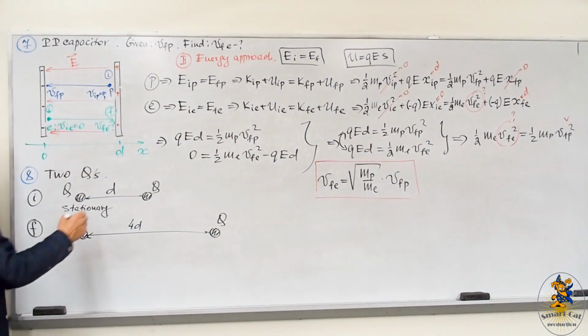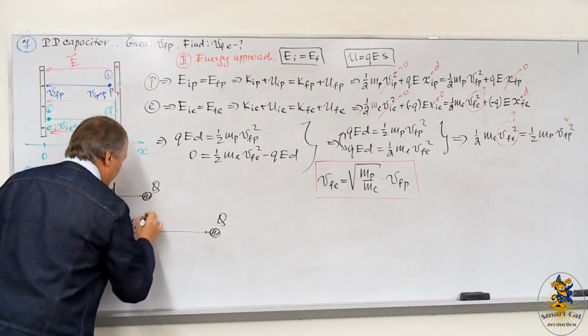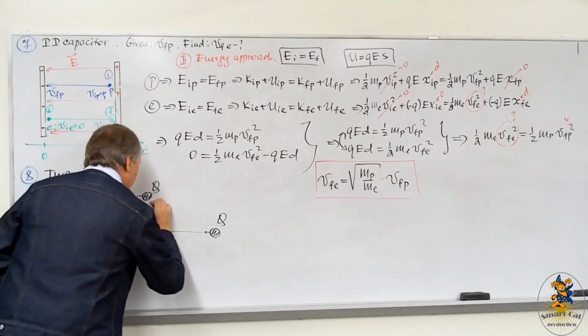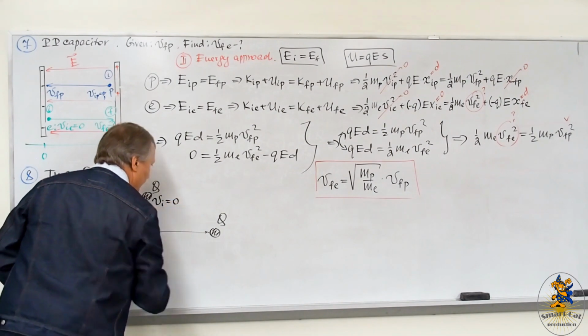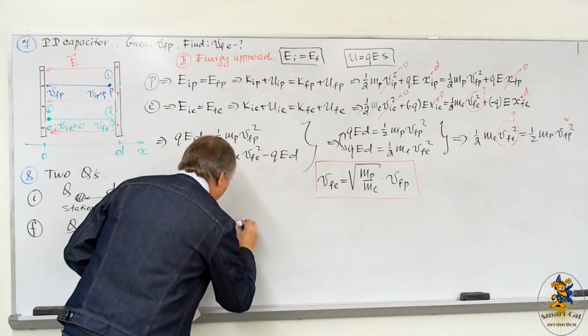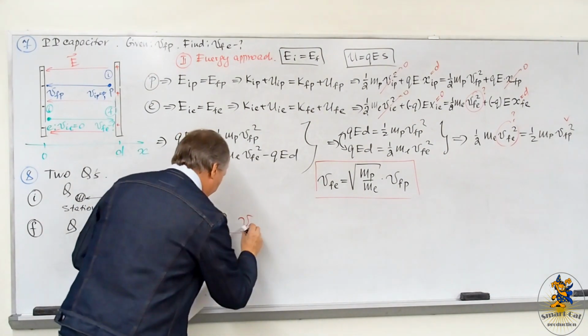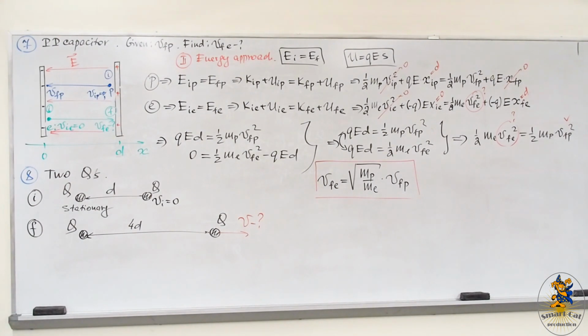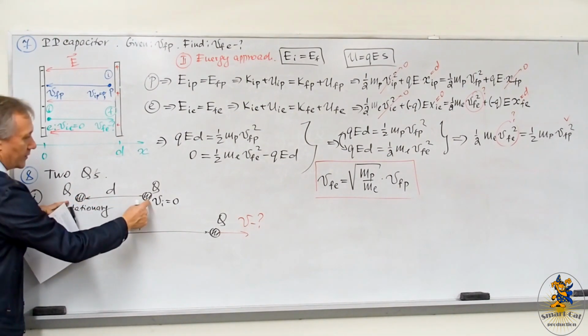Right, so then, initial velocity of this charge, I think, is 0, right? Yeah, the initial equals 0. So what needs to be found? Velocity of this charge in the final situation. So first, this is stationary, this is also.